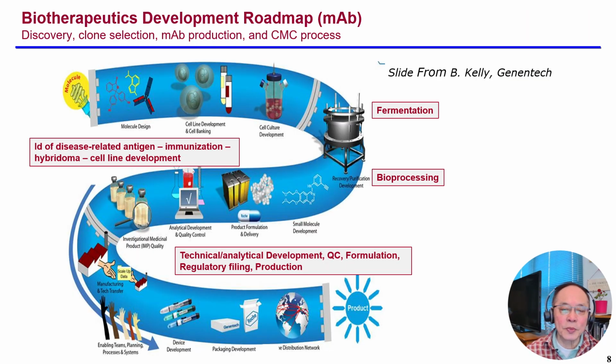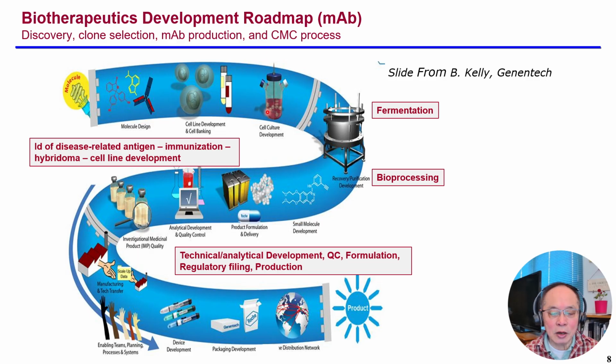This slide summarizes the therapeutic development roadmap in a nutshell using the monoclonal antibody as an example. The figure is courtesy of Brian Kelly of Genentech. First is the identification of a disease-related antigen injected into a host animal to create a fusion hybridoma, followed by cell line development of the most optimized cell line, typically a CHO cell, for the production and scale-up of the appropriate monoclonal antibody.